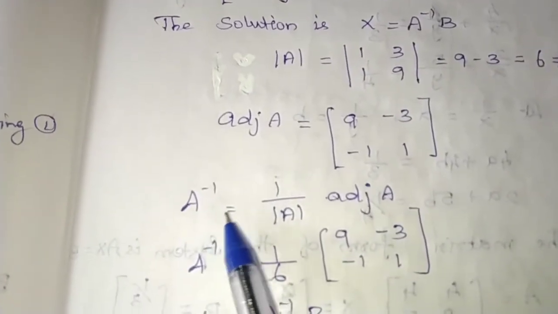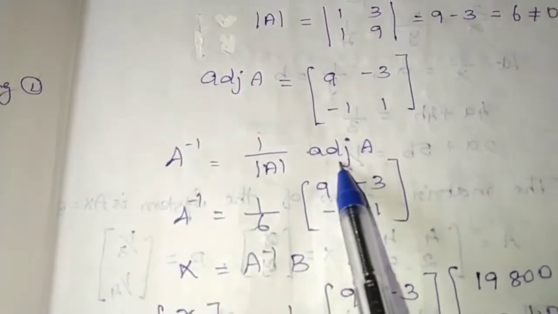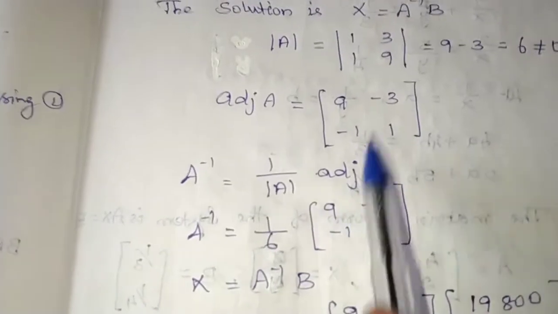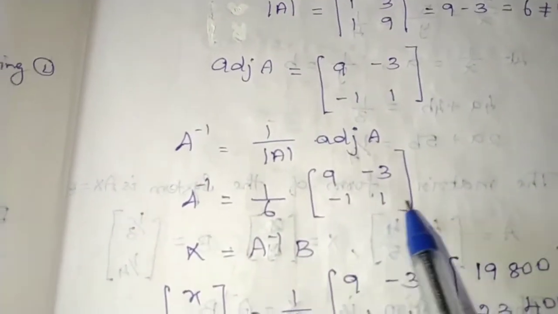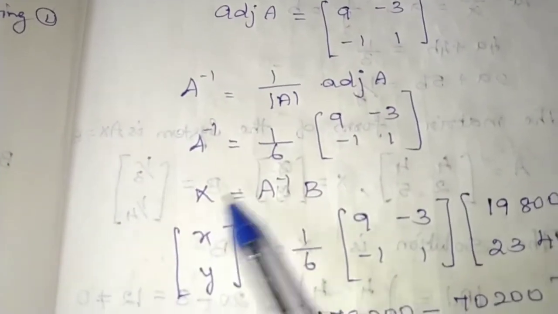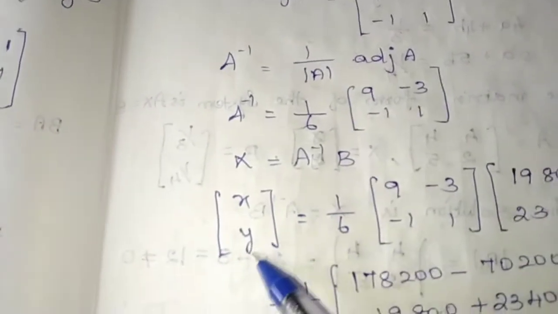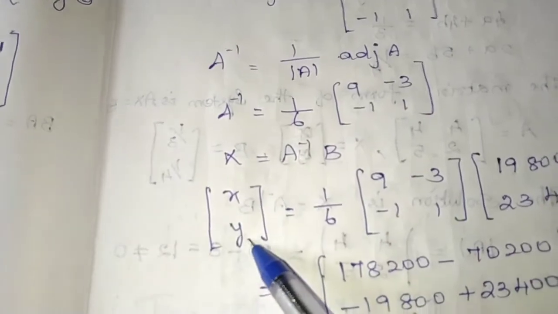A inverse equal to 1 by mod A into adj formula. So A inverse equal to 1 by mod A value 6, adj value 9, minus 3, minus 1, 1. X equal to A inverse B. The solution is X equal to A inverse B, where X is the unknowns x, y, and A inverse is written with its value.